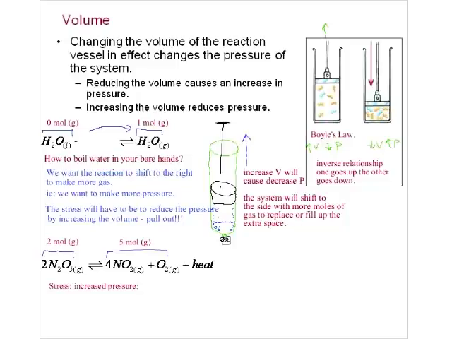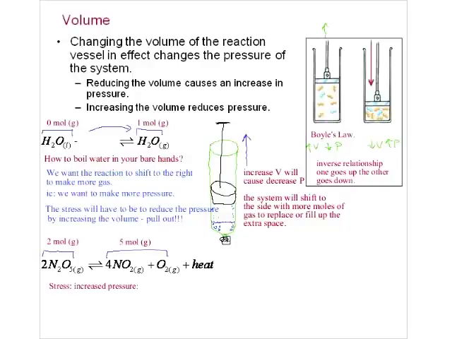Okay, we have another equation here where we've got N2O5 going to NO2 and O2 plus some heat. Don't worry about the heat. We've got 2 moles of gas on this side, 5 moles of gas on this side. I'm keeping the temperature constant. That's why I'm not going to worry about the heat. Temperature is held constant. I'm going to increase the pressure.